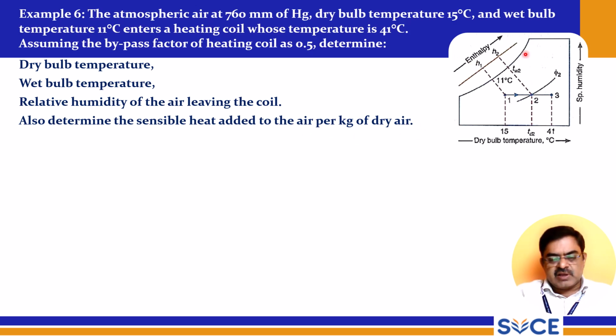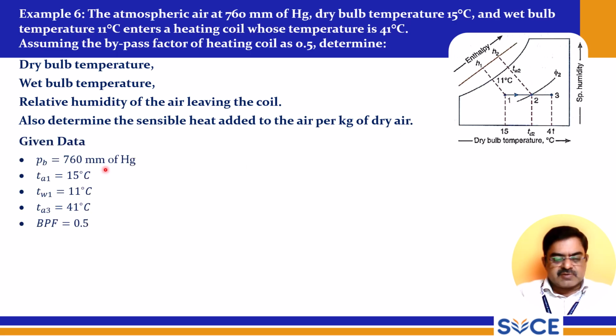So this is the psychrometric chart drawn for this, and the given data is Pb equal to 760 millimeters of Hg, Ta1 equal to 15 degrees Celsius, Tw1 equal to 11 degrees Celsius, Ta3 equal to 41 degrees Celsius. The bypass factor is also given, that is 0.5. Ta2 is unknown, so that we have to find.